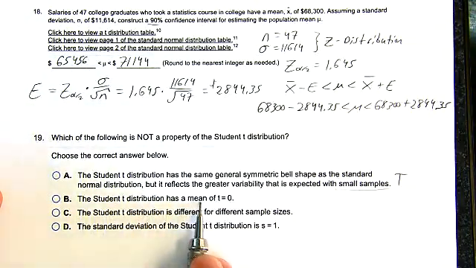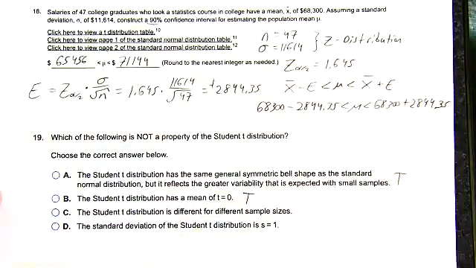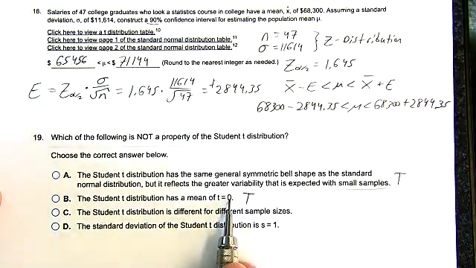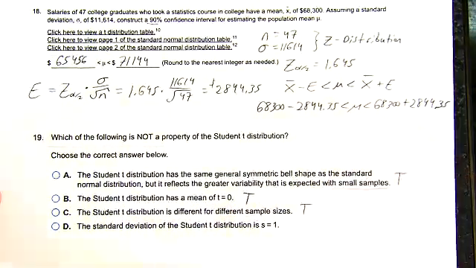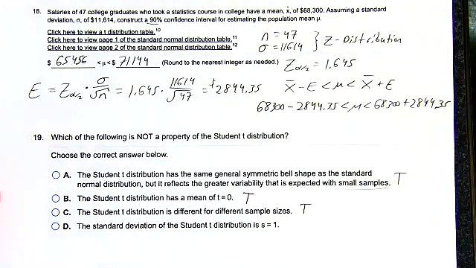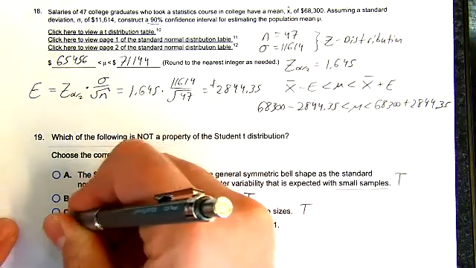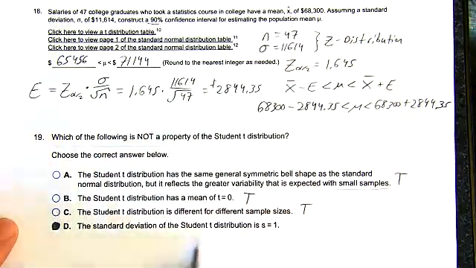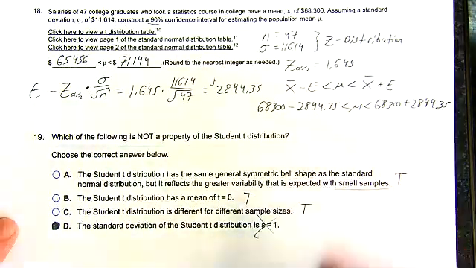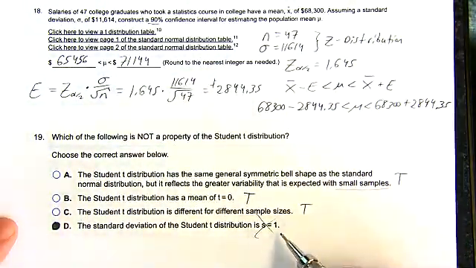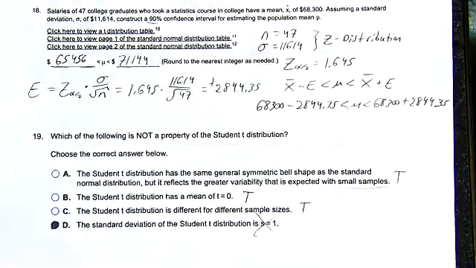The student t-distribution has a mean of t equals 0, that's true. Just like the normal curve starts at 0, so does the t-distribution. The student t-distribution is different for different sample sizes, that's also true. I talked about how it changes shape as your sample size gets bigger. So the last one has to be the one that's not true. The standard deviation of the student t is 1. That does not have to be true. In fact, we did several problems where s was not 1. It was some other number.